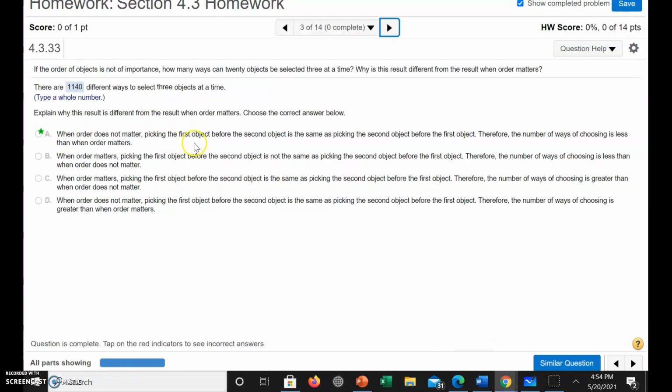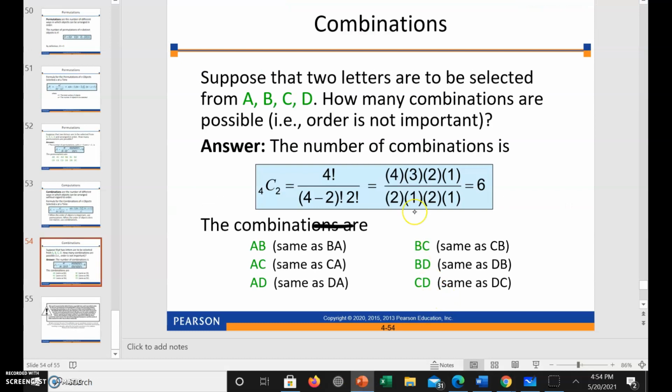Explain why this is different from the result when order matters. Well, we just talked about that. When order does not matter, picking the first object before the second object is the same thing as picking the second object before the first object. So the number of ways of choosing is going to be less when the order does not matter. Remember, AB is the same thing as BA.